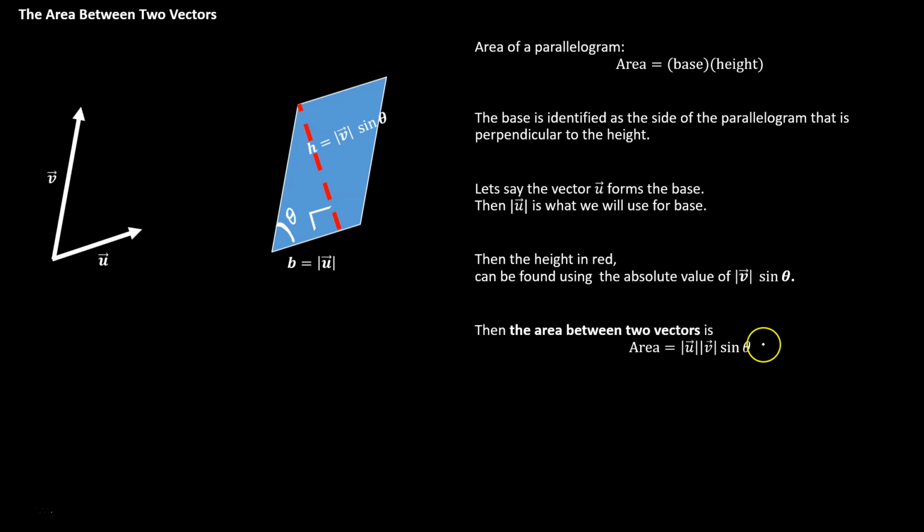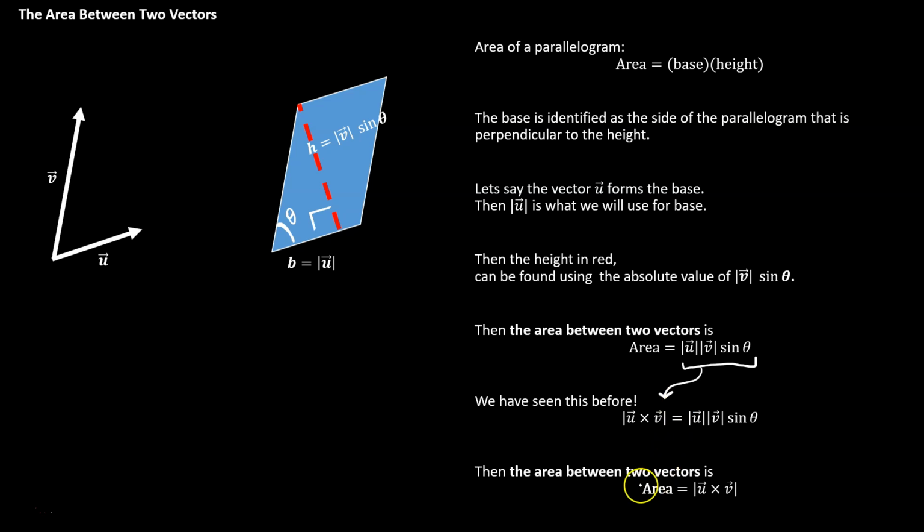So then the area between two vectors is simply magnitude u, that's the base, times magnitude v sine theta, that's the height. And we've seen this before, magnitude u, magnitude v sine theta. That's actually the magnitude of the cross product. So then the area between two vectors is just the magnitude of the cross product.